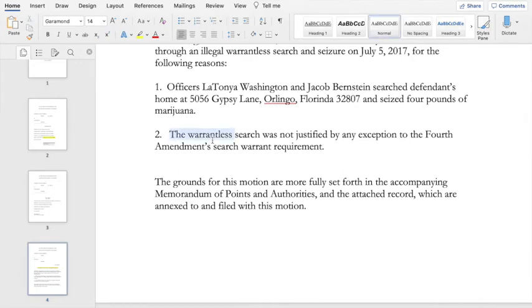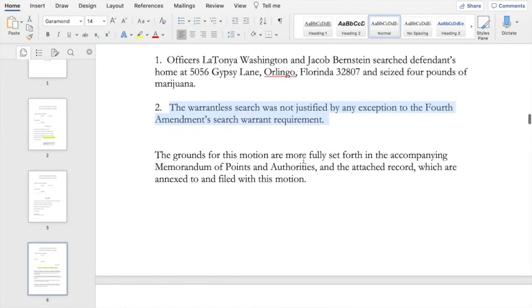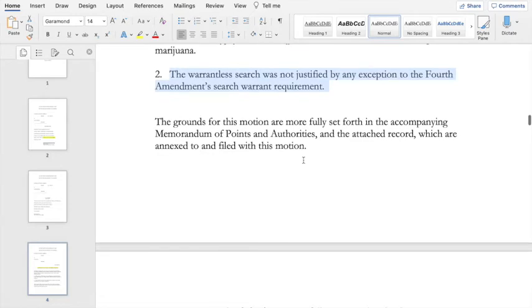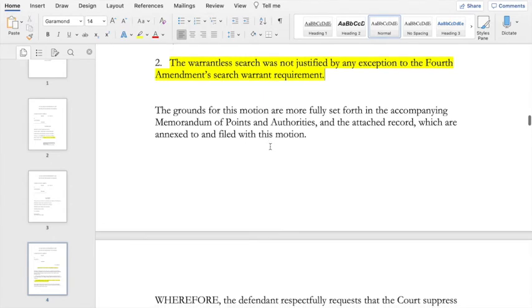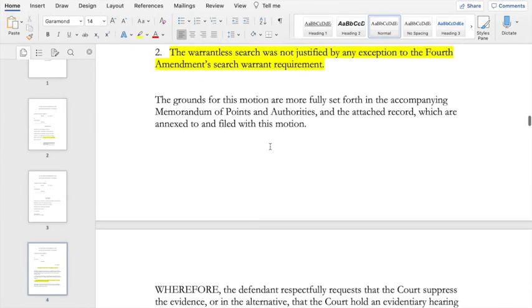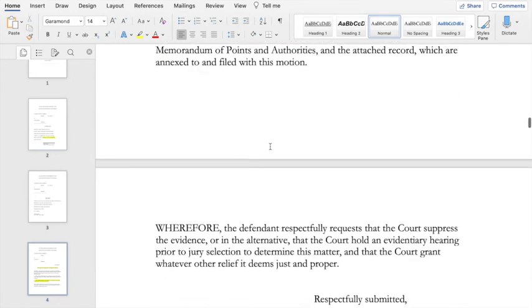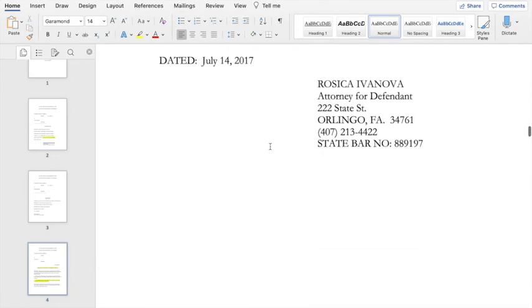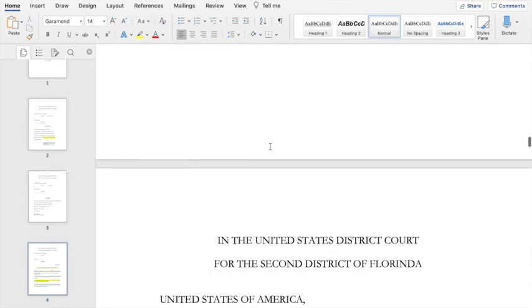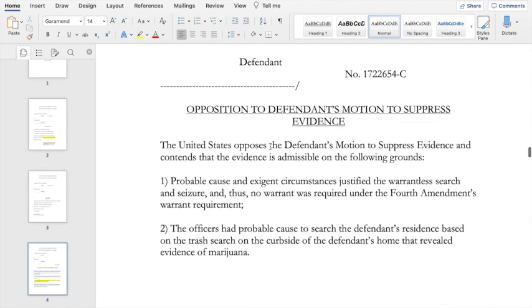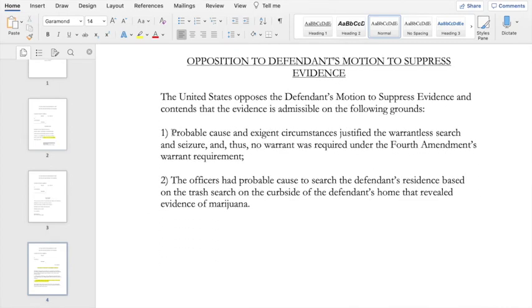So typically, in a motion to suppress, that's going to be that it's not justified by any Fourth Amendment exception to the warrant requirement. But again, there are multiple exceptions to the warrant requirement. If you were to just go researching randomly, you'd probably never finish. So you want to read forward to the answer. So here we have the prosecution's answer. In this one, probable cause and exigent circumstances justified the warrantless search and seizure.